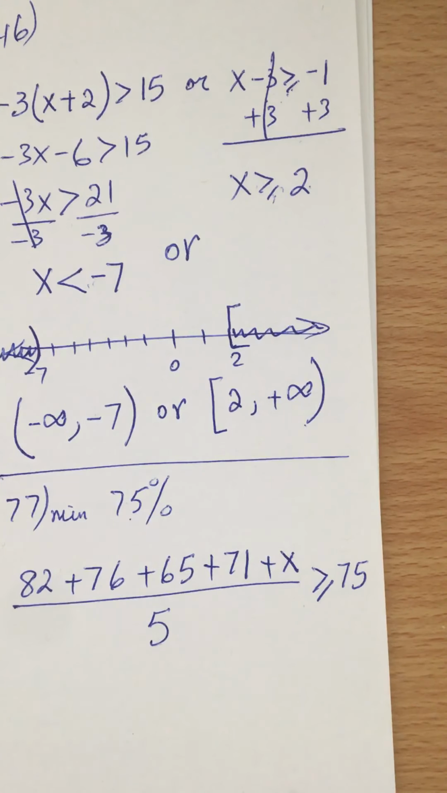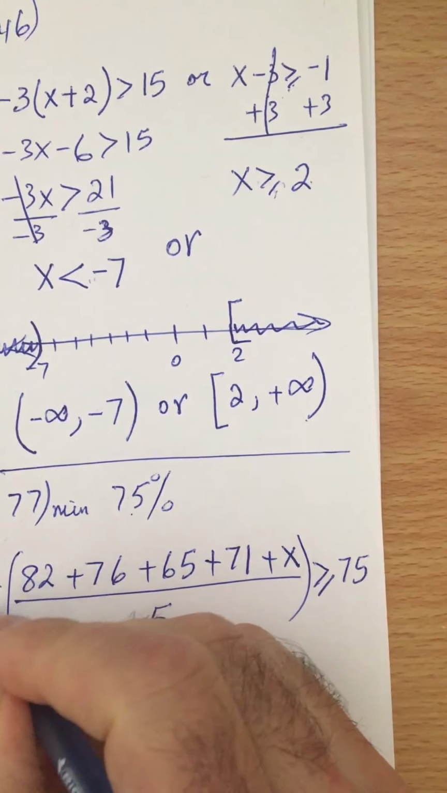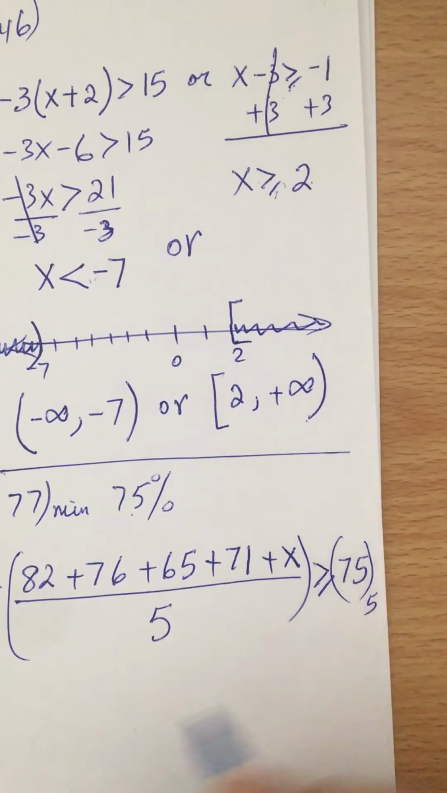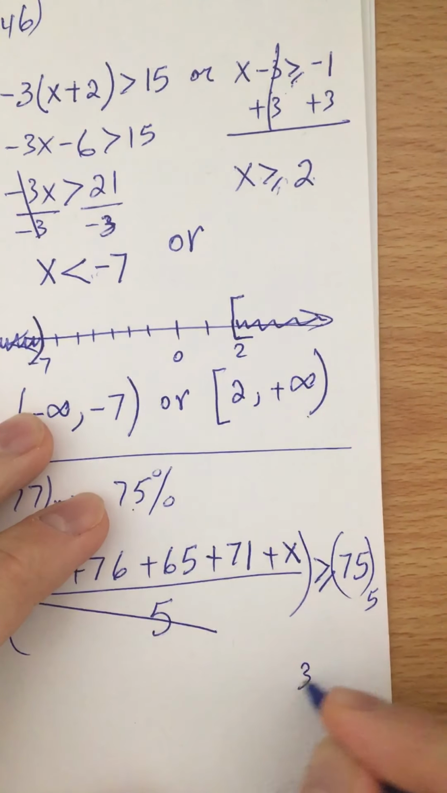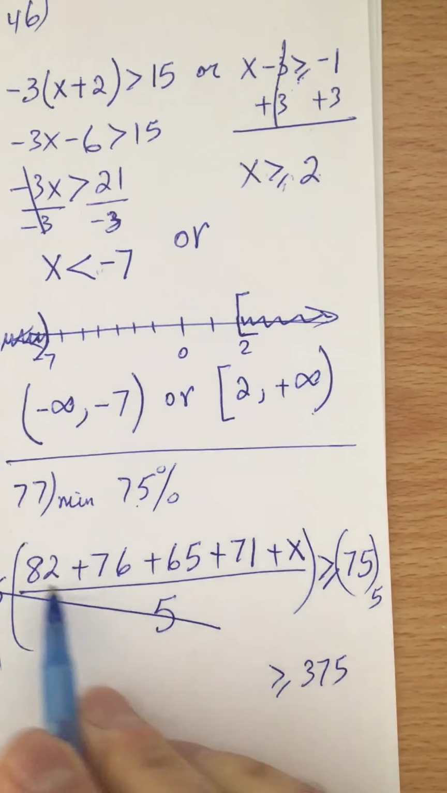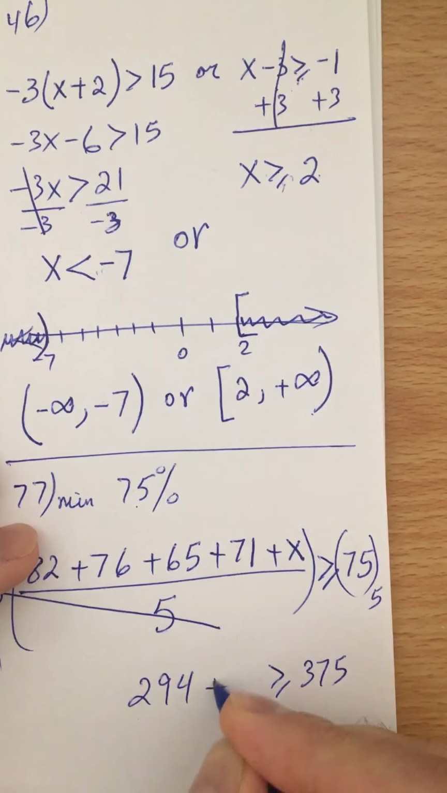Okay. So anyways, this is the setup. We want to solve for x. So how do we solve for x? We multiply both sides by 5 to get rid of the fraction, so the 5's cancel out. And then take out my calculators. 75 times 5 is 375. And then I'm going to add all these numbers. So 82 plus 76 plus 65 plus 71. So I'm going to get 294 plus x.